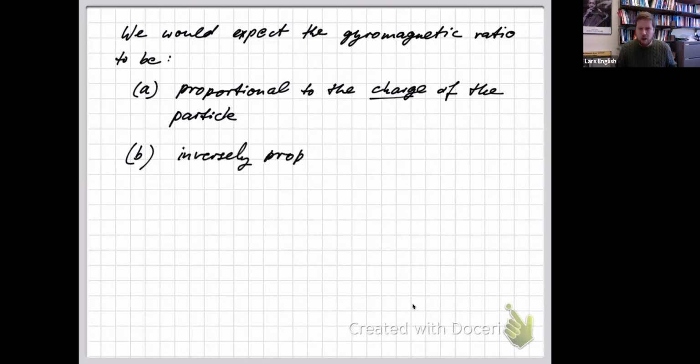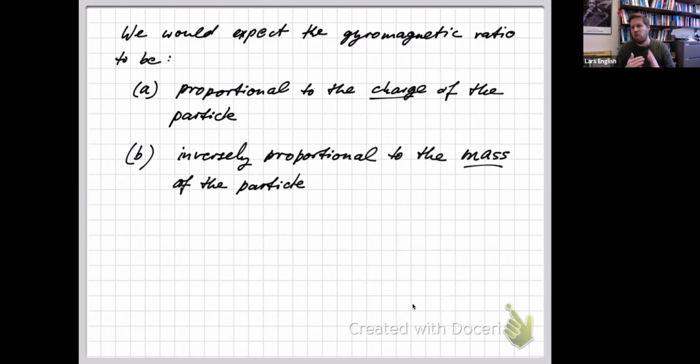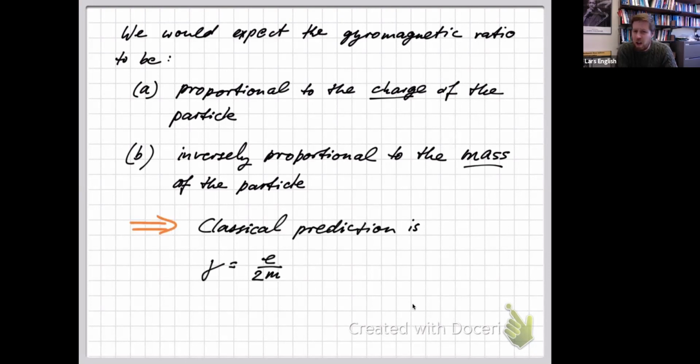And so that's exactly right. We would expect an inverse proportionality between the mass of the particle and the gyromagnetic ratio gamma. So the classical prediction, therefore, is some ratio like that, E over M. And if you do this analysis a little bit more carefully, you end up with E over 2m as the classical prediction for gamma. So very simple formula. That is what gamma should be for any given elementary particle.